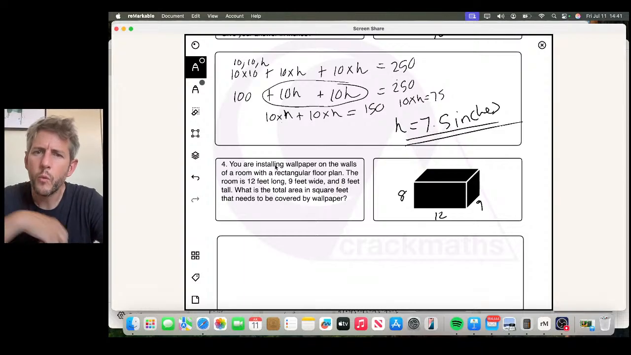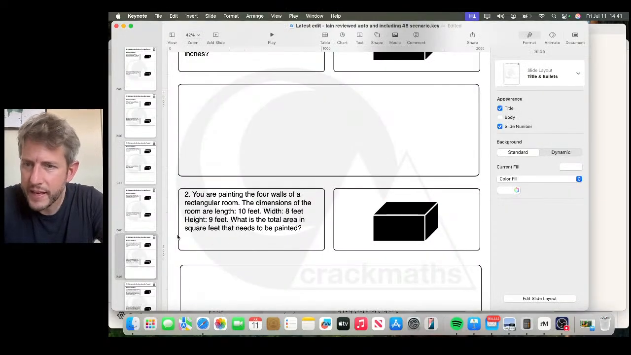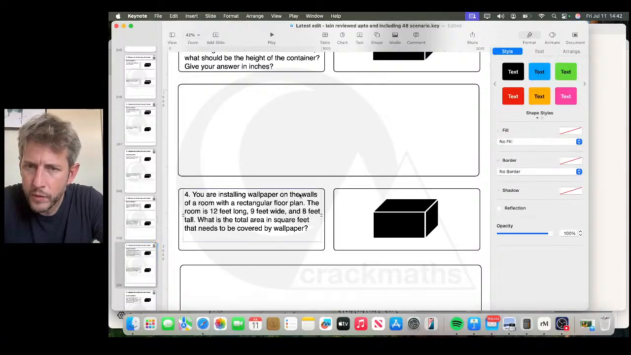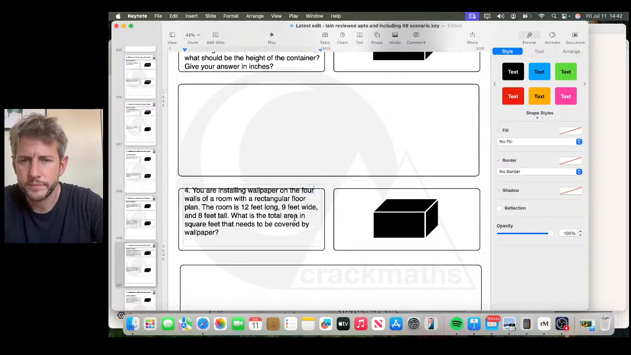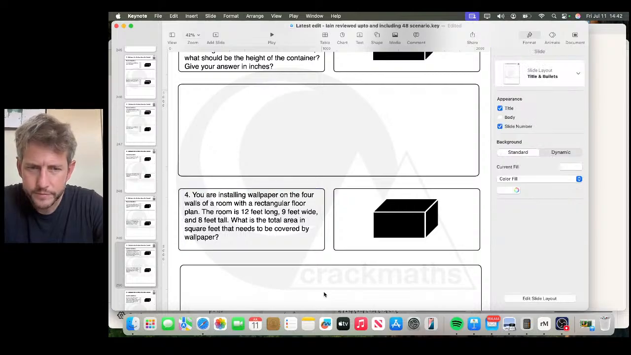You are installing wallpaper on the walls of a room with a rectangular floor plan. The room is 12 feet long, 9 feet wide and 8 feet tall. What is the total area in square feet that needs to be covered? So it's just the walls, okay? So again, I might actually edit this and add in the 4 walls. I know it just gets rid of any ambiguity.